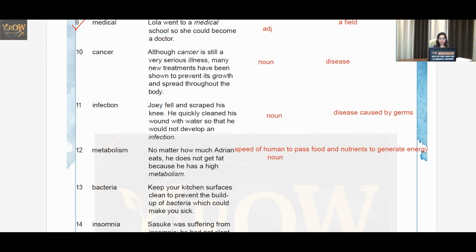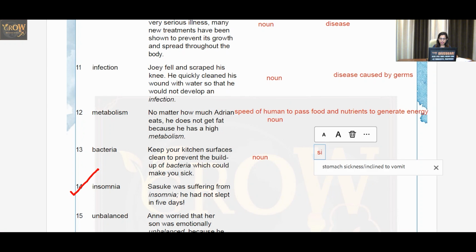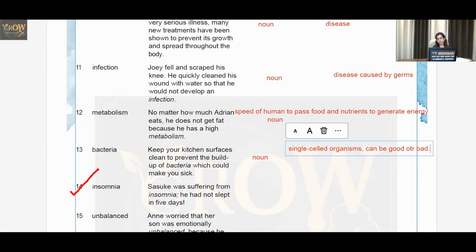Let's move ahead towards the next vocabulary word, and this is bacteria. Okay, let's write down कौन सी category के अंडर आता है, since this is again the name of something. So this is a noun, and the definition: we are talking about bacteria. So these are basically single celled organisms that can be good or bad, right? Because some bacteria are good as well.